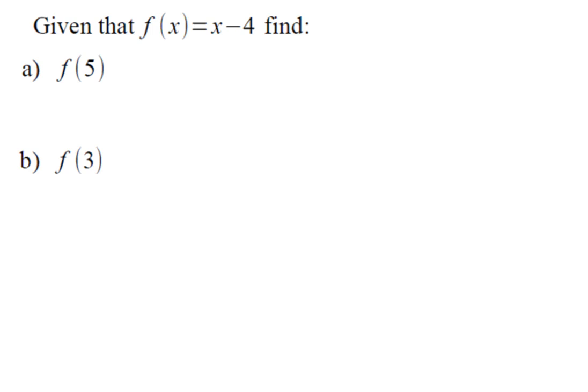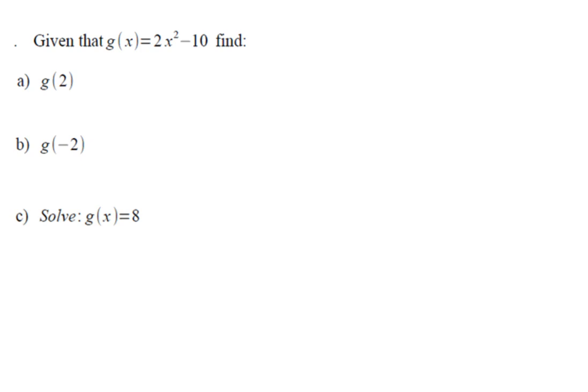Okay, so given that f of x is x minus 4, if you put 5 into it, what would you get? All you do is, instead of x, you put the 5, and you get 5 minus 4 equals 1. F of 3, so again, 3 minus 4, and you'd get minus 1. Okay, that's functions at its most basic. It's really good, 1 or 2 marks in your pocket.